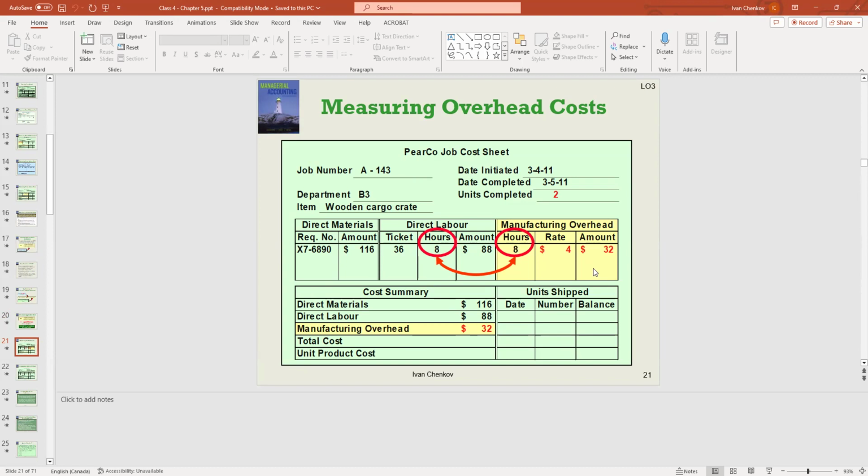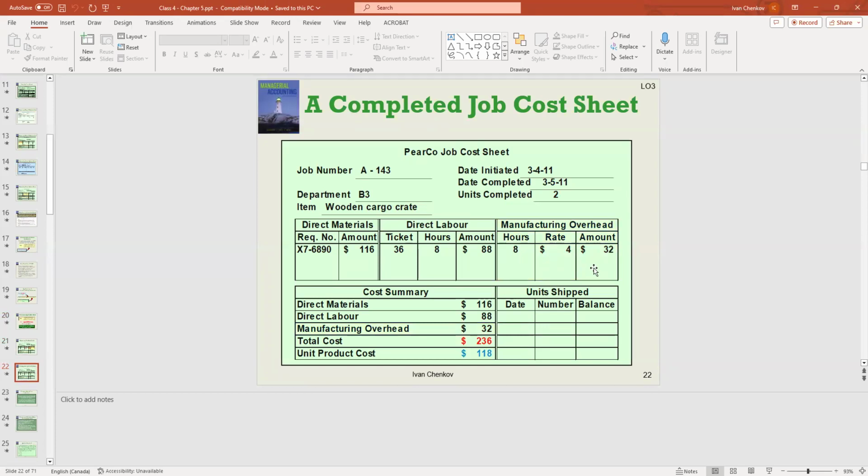Now we can calculate our total cost. Our total cost turned out to be $236. Since the units that we completed were 2, the cost per single product comes to $118. That $118 cost per product will be applicable only for those 2 units under this particular order.